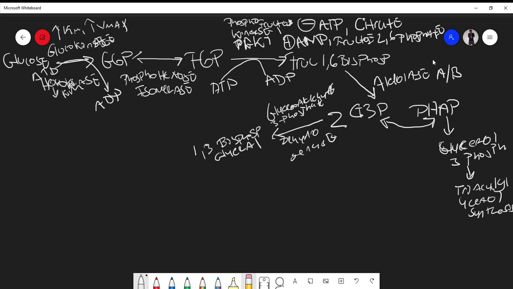Going back to 1,3-bisphosphoglycerate, using glyceraldehyde 3-phosphate dehydrogenase, in this step we actually create NADH plus H plus, and we use NAD as a cofactor. Now this step is actually reversible.